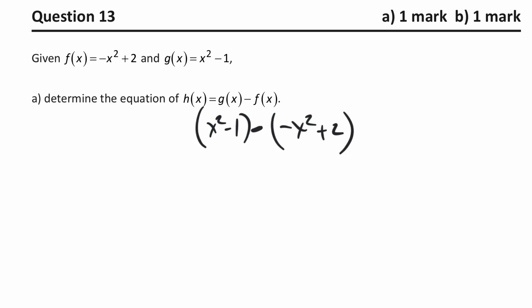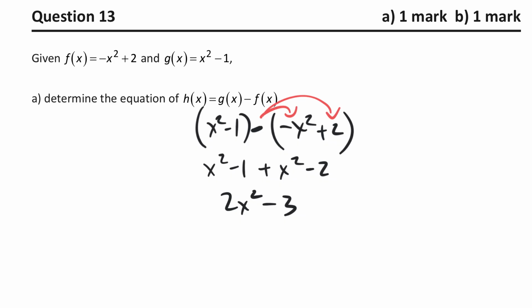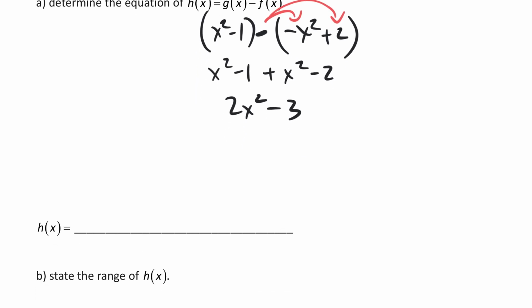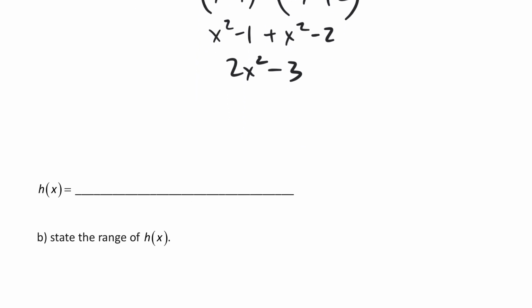So this negative is going to go into both the x squared and the 2. x squared minus 1 plus x squared minus 2. So that's 2x squared minus 3. Let's go ahead and put that in the little section provided. So we have 2x squared minus 3.